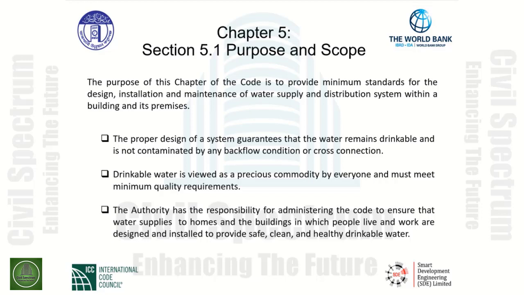So when we take a look at the water supply, we are looking for the proper design of this system, and it guarantees that the water remains drinkable and is not contaminated by any backflow condition or cross connection. We need the water to be safe and healthy for all of the occupants in the building. Drinkable water is viewed as a precious commodity by everybody, and it must meet minimum quality requirements. We will use this code as a guide to locate certain quality requirements as well.